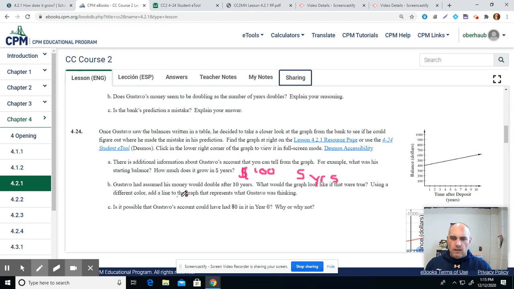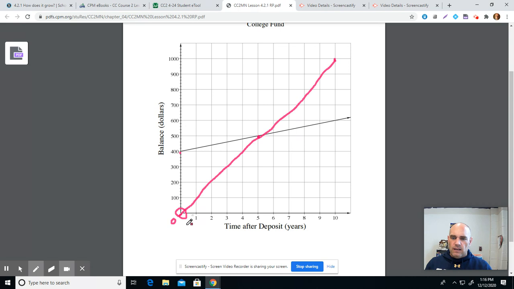Let's see. Okay, we did our line. Part C. Is it possible that Gustavo's account could have had $0 in it at 0 years? And that's what I was just talking about. There is no way, because a bank is not going to let you put 0 money in and then just give you $100 the next year and then give you another $100 the next year and keep going. That would be awesome, but it's not going to happen. If you find that bank, let me know.